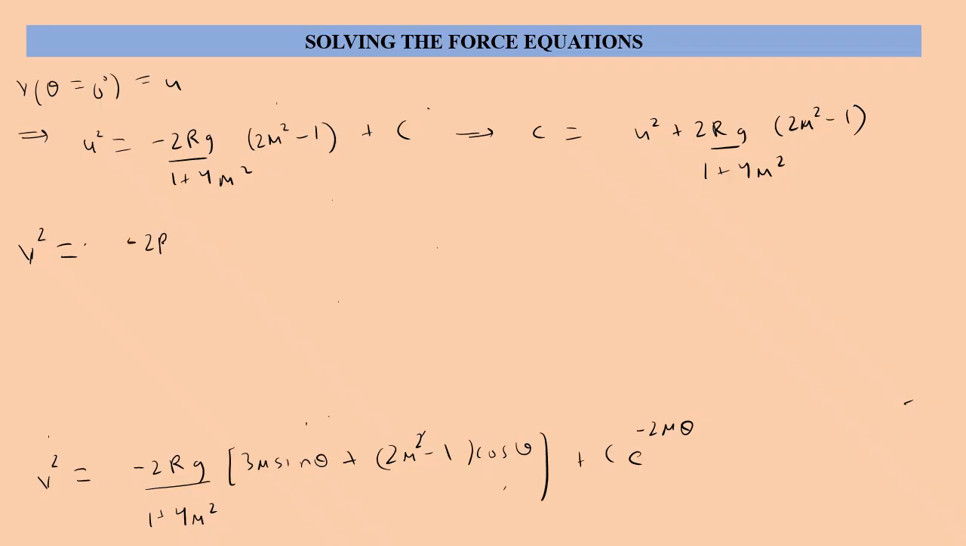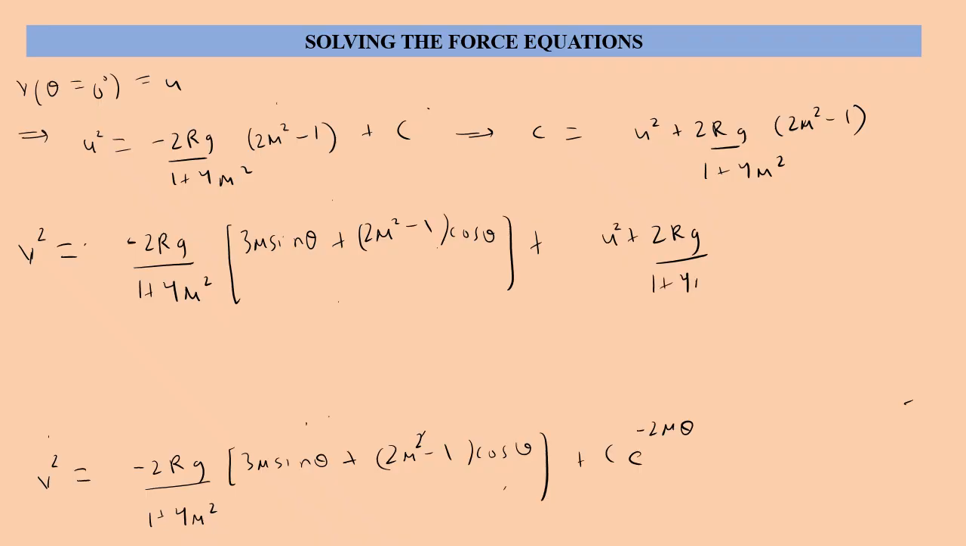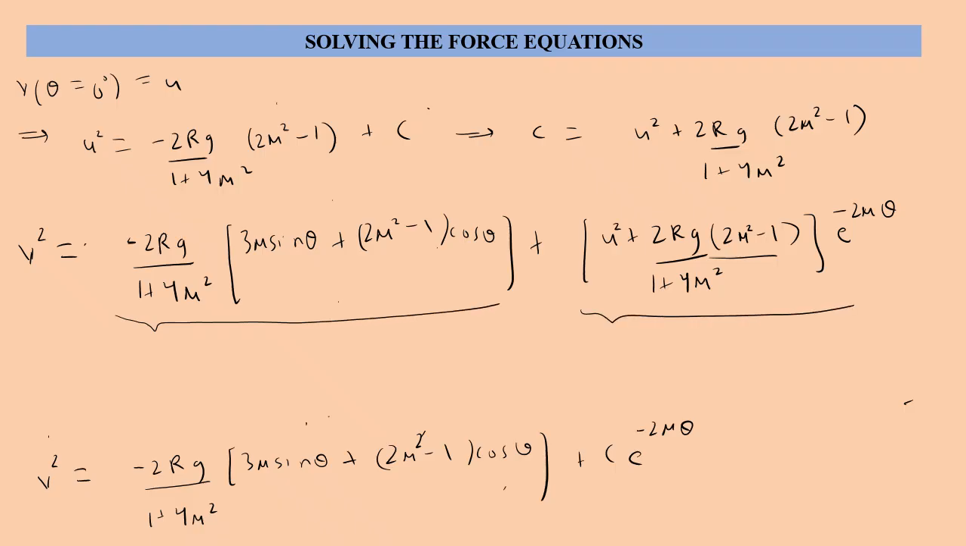So our final solution becomes v square is negative 2 rg over 1 plus 4 mu square, bracket 3 mu sine theta plus 2 mu square minus 1 times cosine theta, plus c, which is u square plus 2 rg upon 1 plus 4 mu square times 2 mu square minus 1, and c is multiplied by e to the power minus 2 mu theta. So this is one term and this is another term. That completes our expression for v as a function of theta.